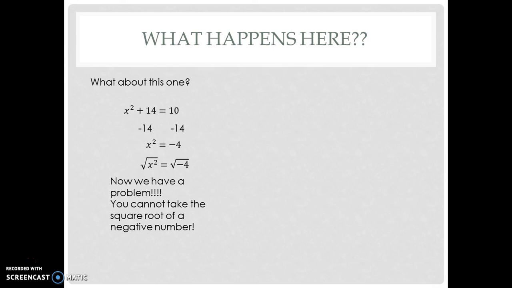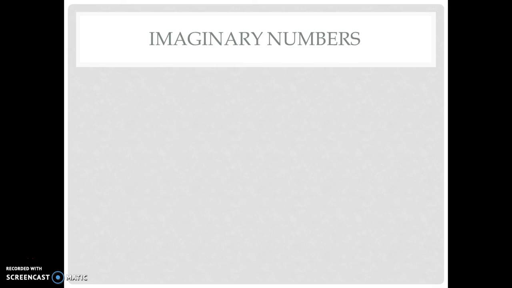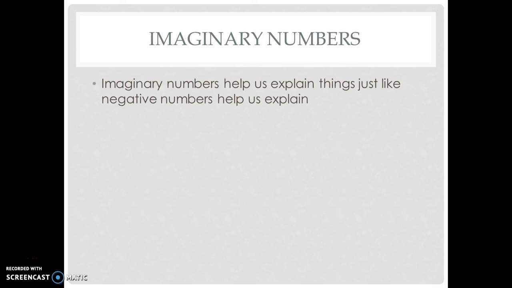So this was an issue many years ago. There was a mathematician who came up with imaginary numbers. Imaginary numbers are just a way to help us explain things the same way negative numbers help us explain things. The most basic imaginary number is i, and i is equal to the square root of negative 1.